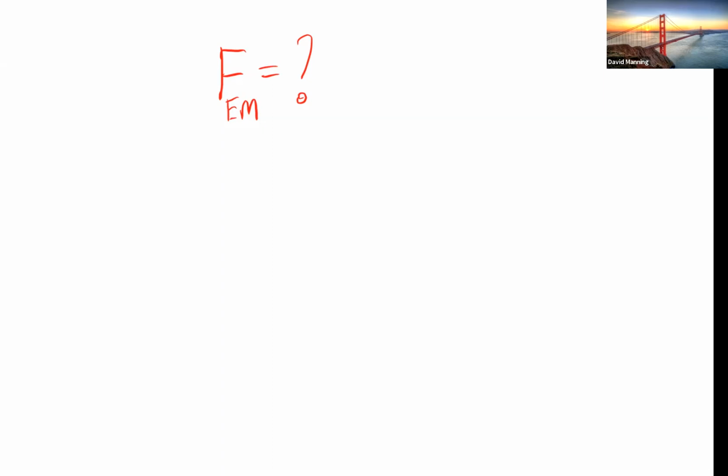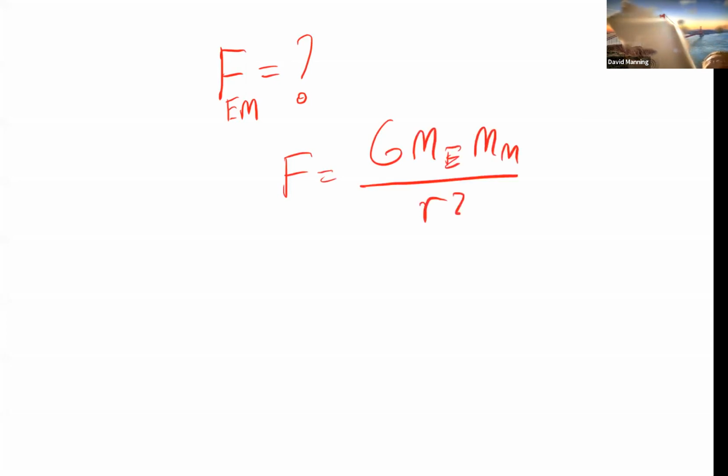All right, I got some thumbs up. Let's take a look at this one. We want to find the force between the Earth and the Moon. So we're going to use the formula F equals big G, mass of the Earth, mass of the Moon, over the radius squared.